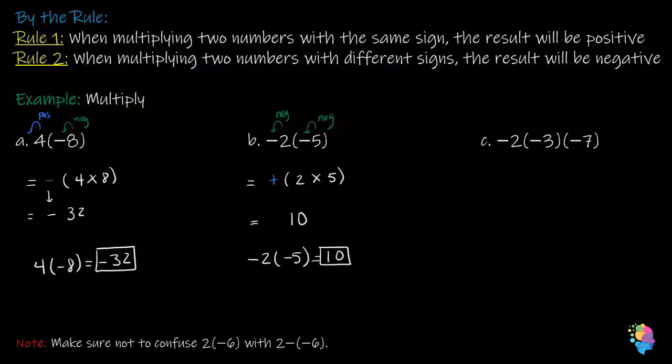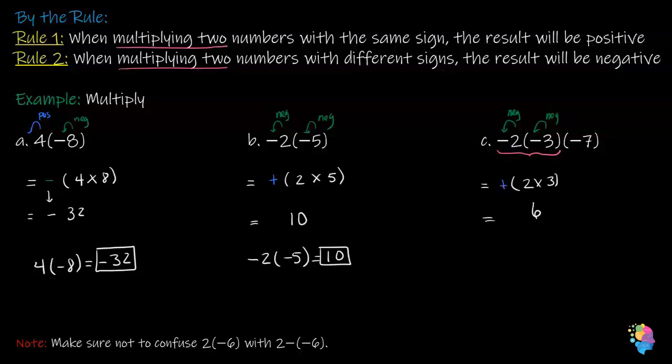Let's try one more example. In letter C, they're asking us to multiply negative 2 times negative 3 times negative 7. Remember, the rules we developed apply when we're multiplying two numbers at a time. So then we're going to have to multiply two numbers at a time. The 2 is negative, and the 3 is also negative. Because they have the same sign, we're going to multiply them, and the result will be positive. This will give us a 6, a positive 6. We don't need to bring down the sign.